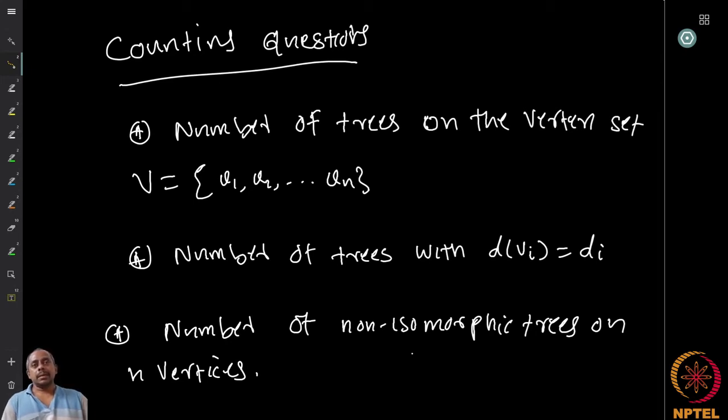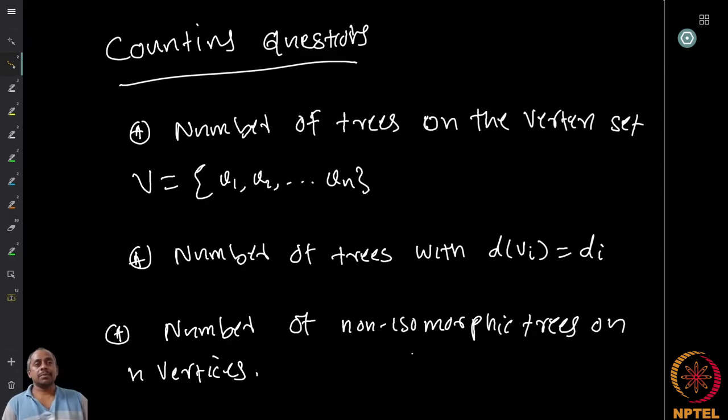Now, the number of trees where each vertex's degree is specified. Let's say v1 has degree exactly d1, v2 has degree exactly d2, etc. Now in this case, can we count the number of trees? Or we can ask for the number of non-isomorphic trees on n vertices, because when you have labeled trees, there could be isomorphisms between some of the corresponding trees, right?